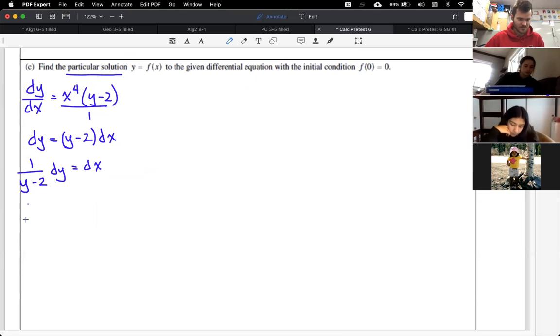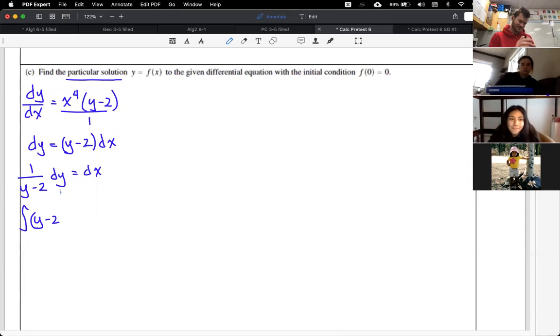Integration means I'm going to do the integral of this thing. I'm going to rewrite it as y minus 2 to the power of -1. Wait, oh, I see it. What is it? X to the 4th. Yeah, log it. Extra credit. Good job.